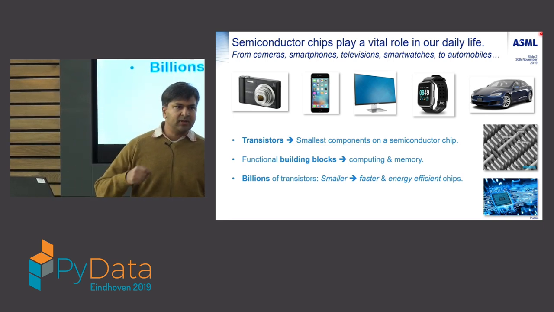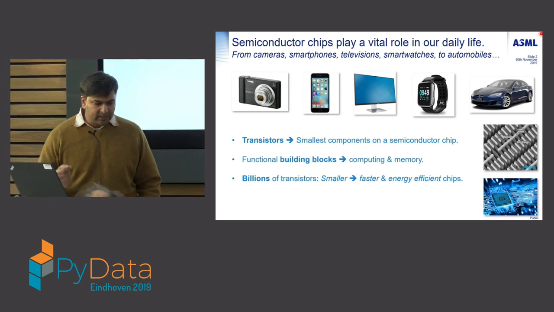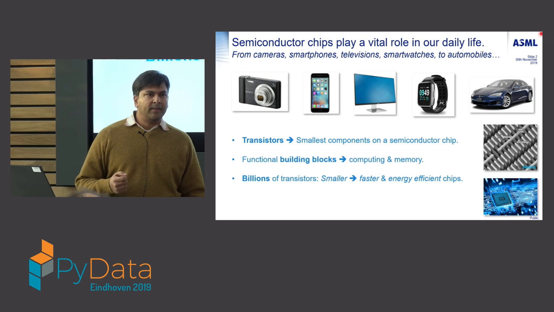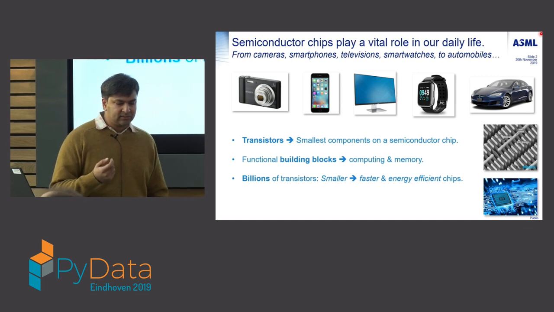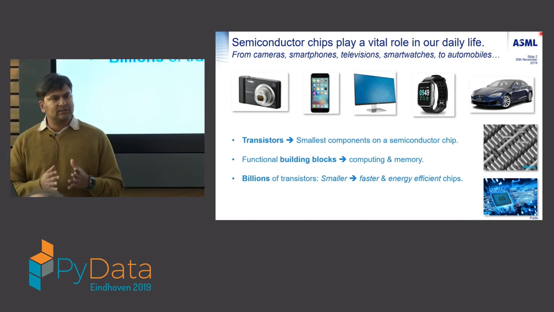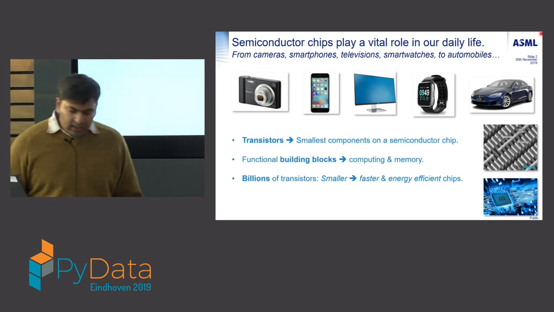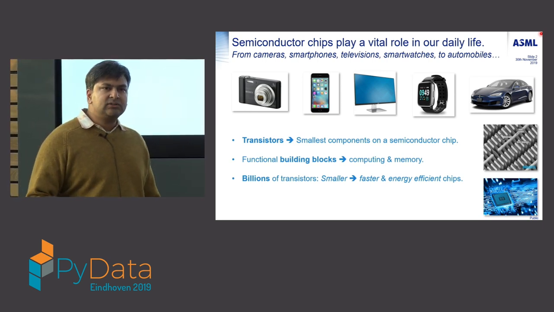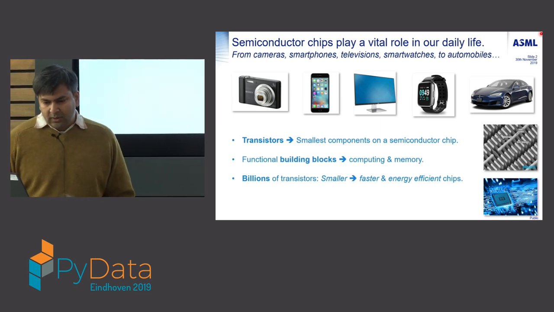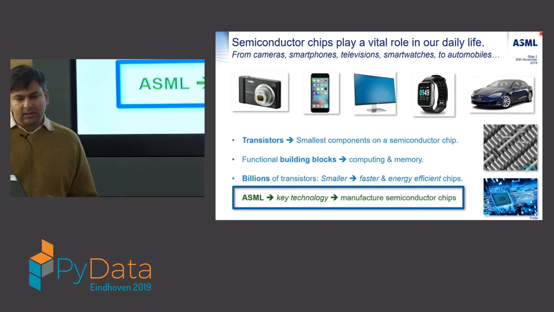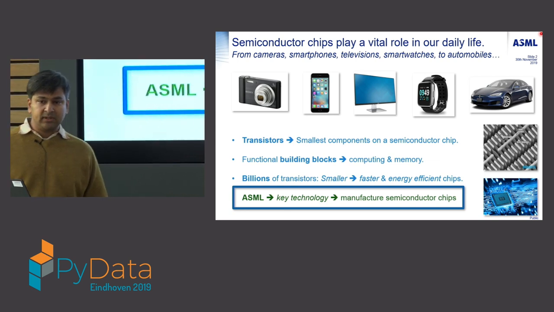And the semiconductor industry has been continually driven by striving to make these transistors smaller year after year. The reason is that the smaller you're able to make these transistors, the more of them you can squeeze in per unit area of your chip, and therefore you get more processing power. As an additional advantage, your chips become more energy efficient. We here at ASML provide one of the key technologies involved in the manufacturing of semiconductor chips.